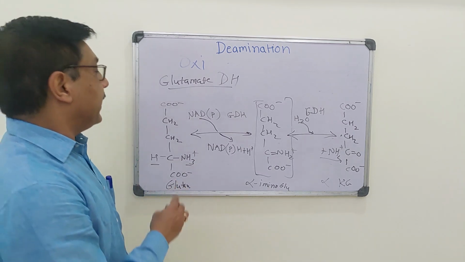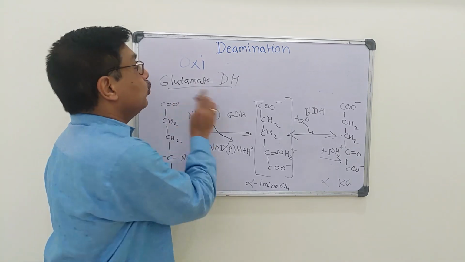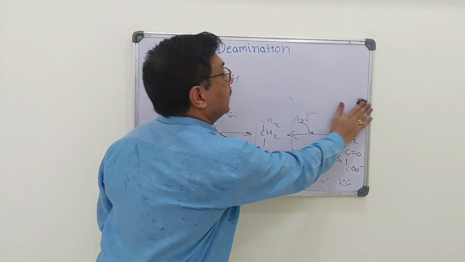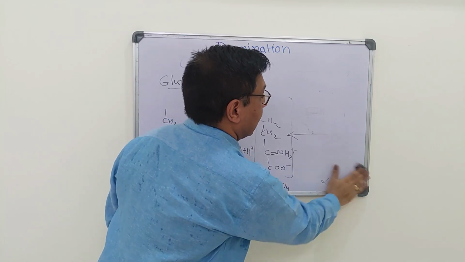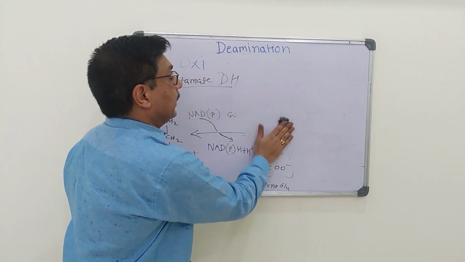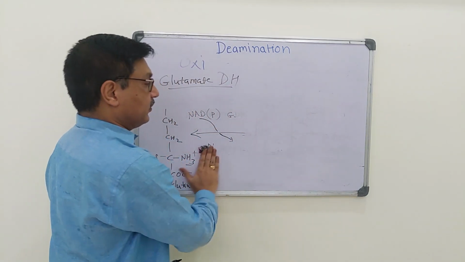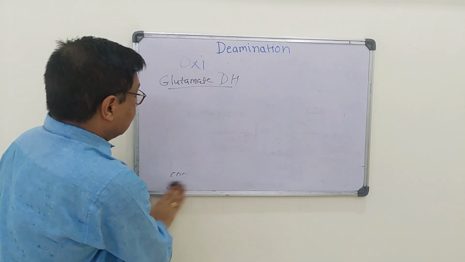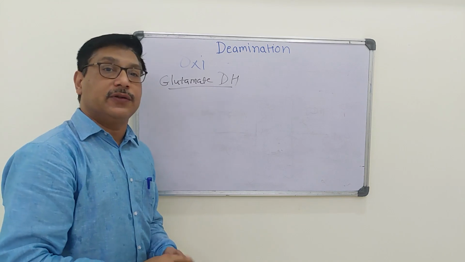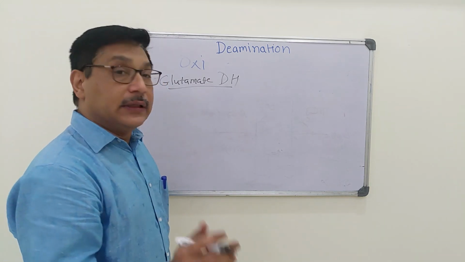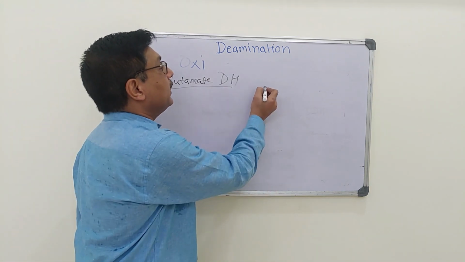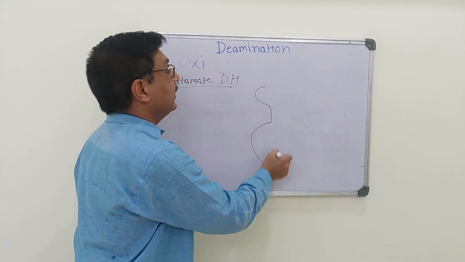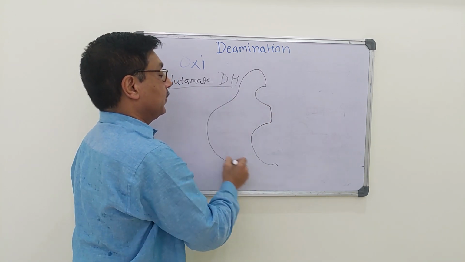So, how is this reaction regulated? Glutamate dehydrogenase is a zinc containing enzyme, and it is a complex enzyme. It has 6 identical subunits. These 6 identical subunits form 2 sites. One is catalytic site and second is allosteric site.